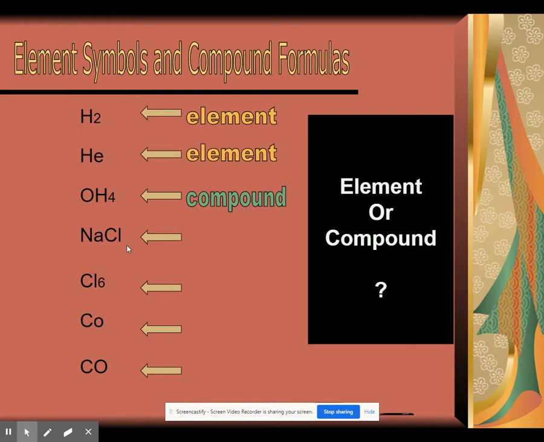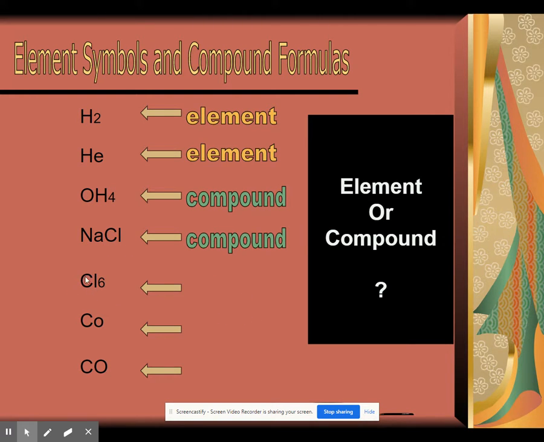NaCl, how many elements are there? If you look on the periodic table, you can find Na in one of the boxes, and you can find Cl in a box. That's sodium and chlorine. The trick to this, the shortcut, is count capital letters. If it only has one, like this one and this one, it's an element. If it has more than one capital letter, it is a compound.